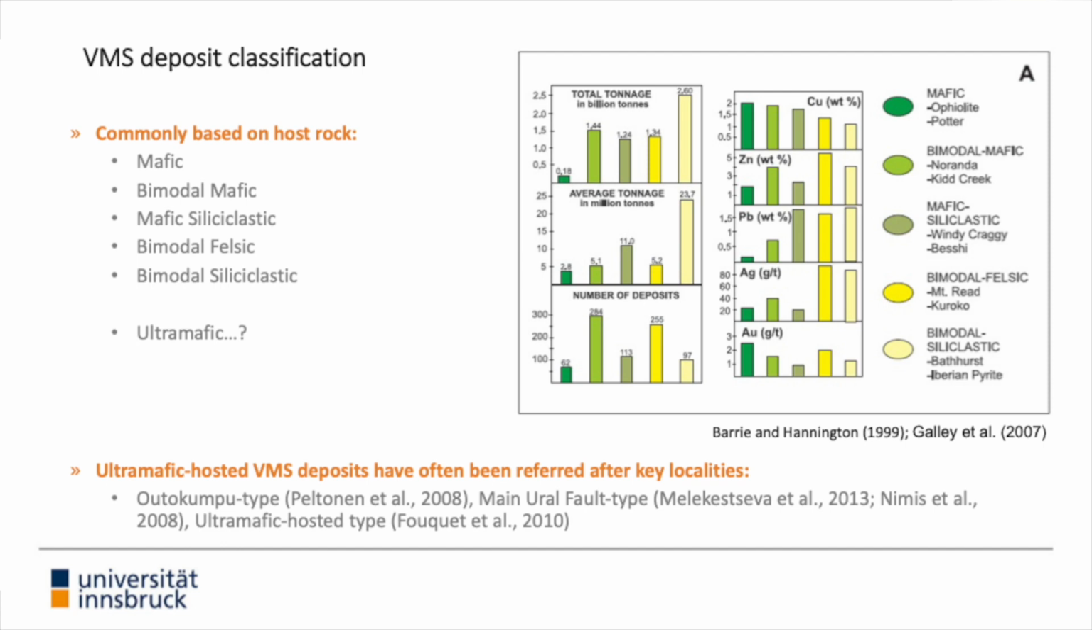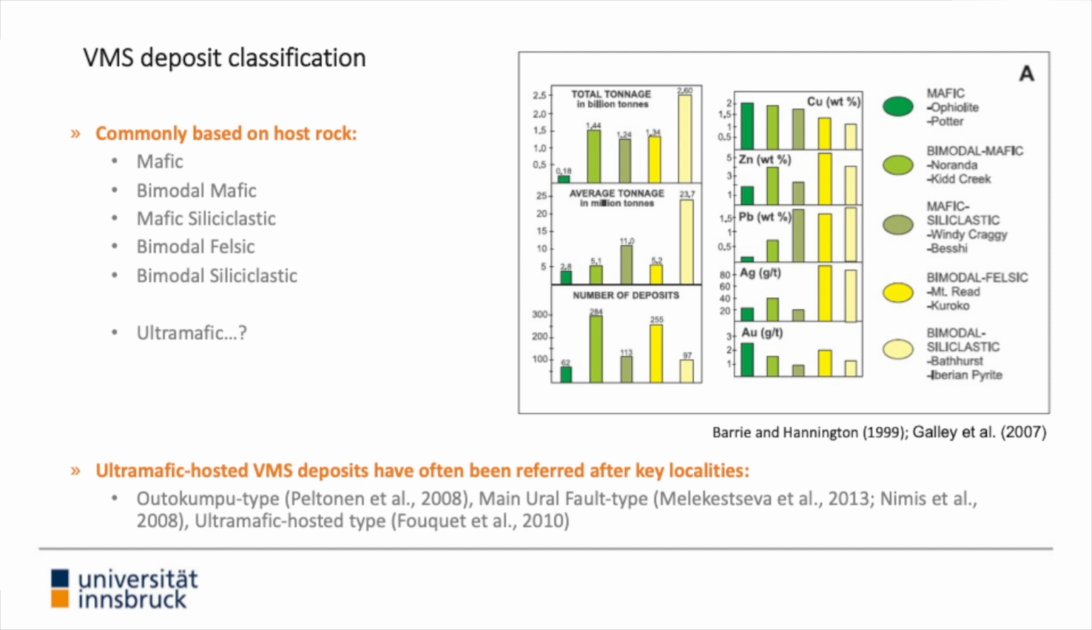And so this has led to the classical classification of VMS deposits based on their host rock. That was done by Barrie and Hannington, which is a very classical paper for VMS deposits. And there are 5 groups for VMS deposits. There are the mafic, bimodal mafic, mafic siliciclastic, bimodal felsic, and bimodal siliciclastic. And because they are hosted in different rocks, they have different metal endowments due to the metal concentration in these rocks. So for instance, you can see that mafic-hosted VMS deposits tend to have higher copper concentration, while the siliciclastic or the felsic ones tend to have higher zinc and lead concentration.